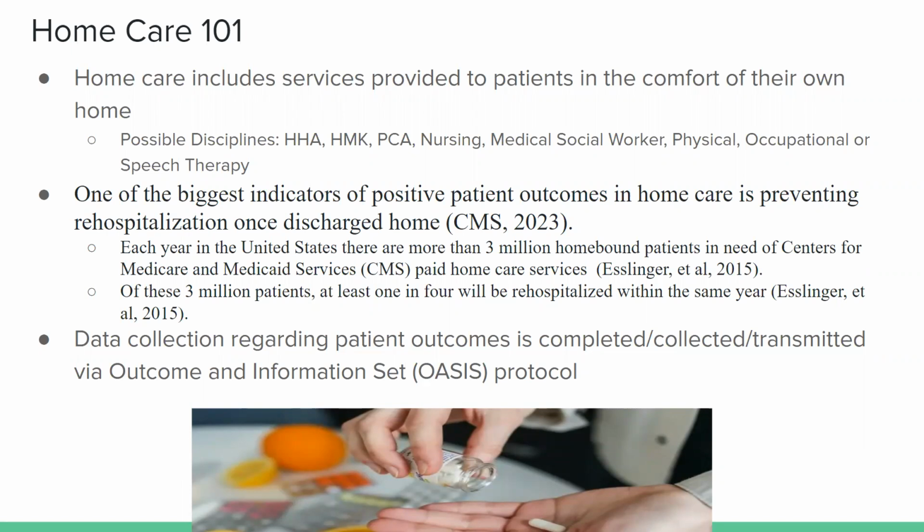One of the biggest indicators of positive patient outcomes in home care is preventing rehospitalization of the patient once they have been discharged home. Each year in the United States, there are more than 3 million homebound patients who are in need of CMS, or Centers for Medicare and Medicaid Services, paid home care services. Of these 3 million patients, at least 1 in 4, or a quarter of them, will be rehospitalized within the same year.